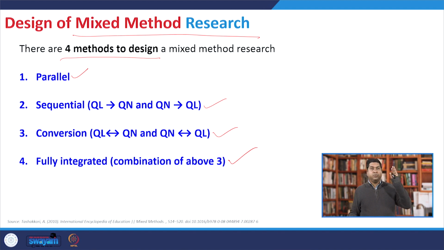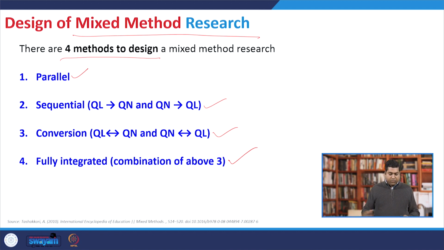Sequential, where you have to conduct one approach first, and the findings of one approach will then be taken as an input for the second approach. Now, quantitative or qualitative, which will come first will totally depend on the research questions.